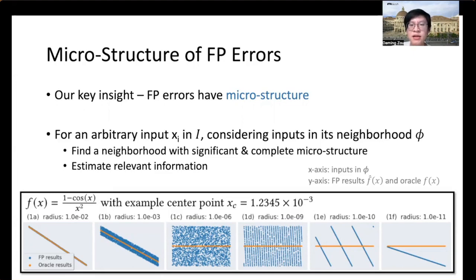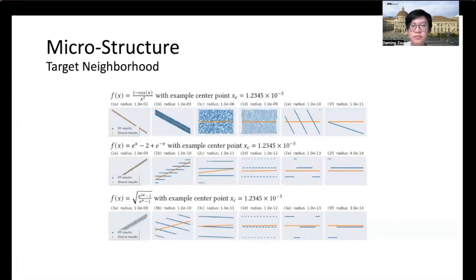The key idea is, if we can find a neighborhood with significant and complete microstructure, it is possible to infer and estimate the oracle just using the floating point result, like in the third one and the first one. Next, let's look at more cases.